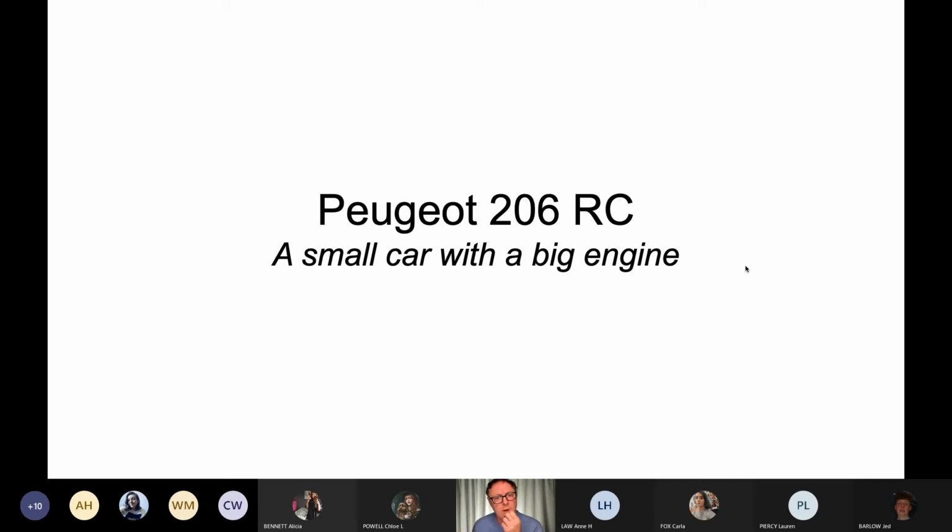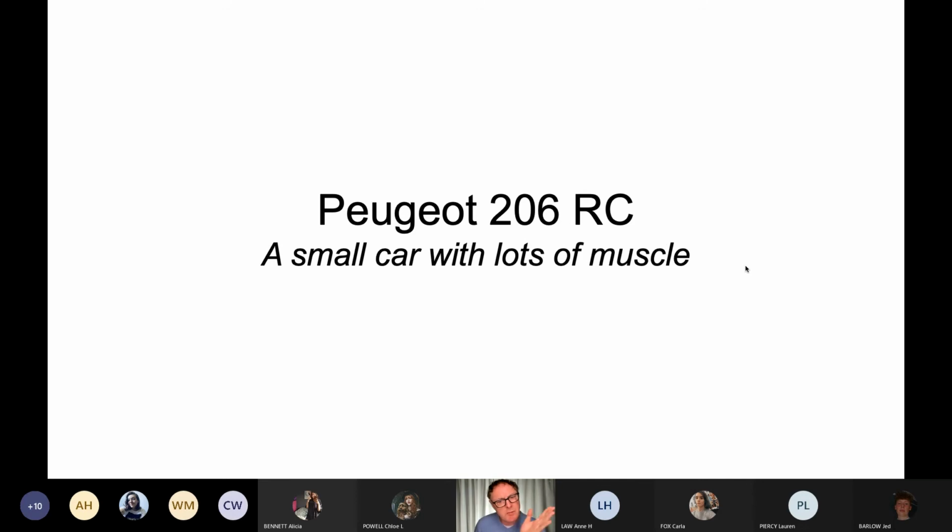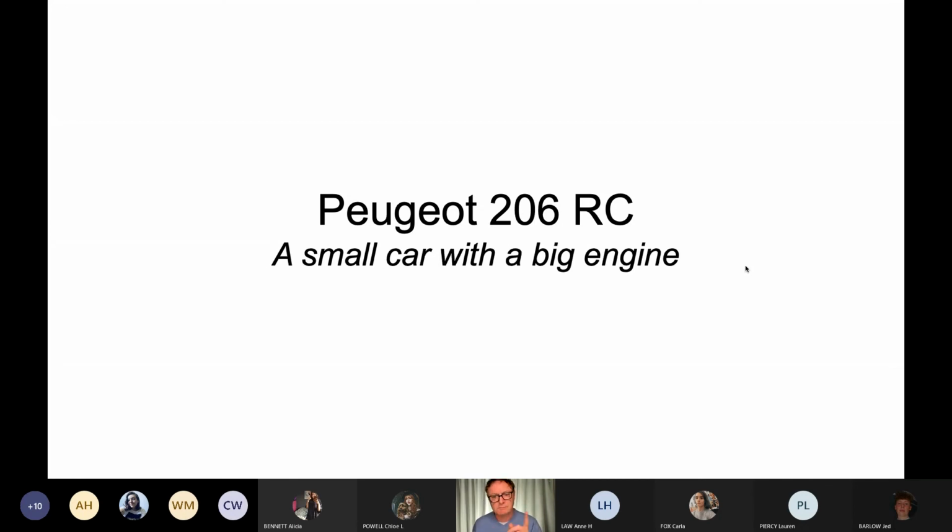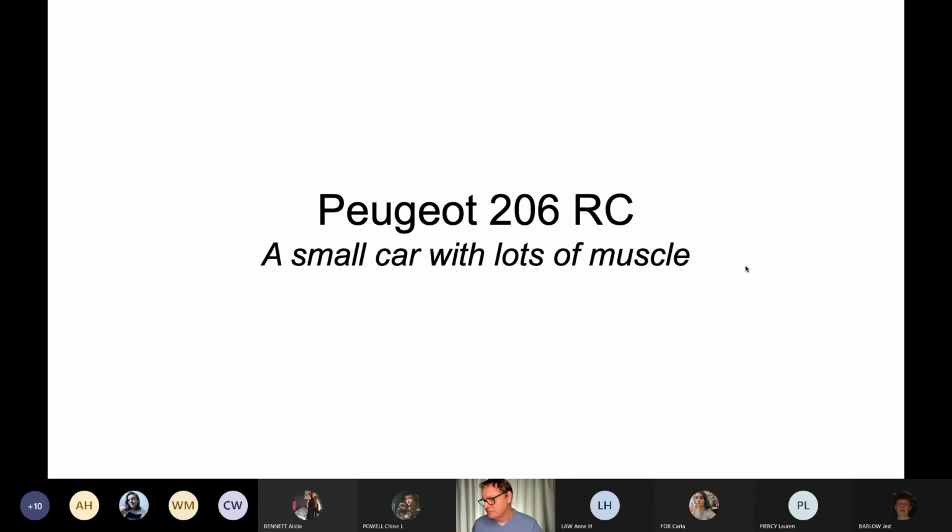So that's the proposition. It's a small car with a big engine. So it's a small car with lots of muscle, you could say. Now, big engine, saying lots of muscle, muscle is a metaphor. It's a narrative metaphor for engine. So big engine becomes lots of muscle.